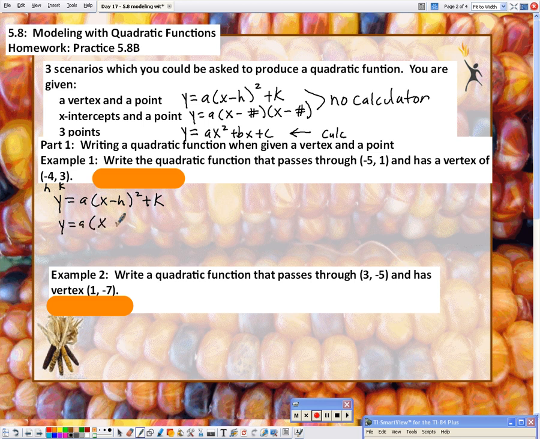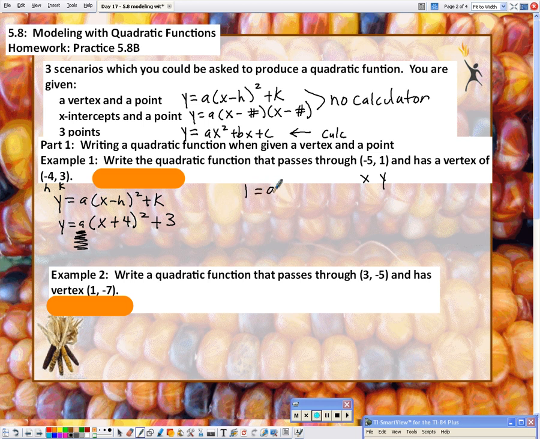So it's going to be x minus -4, which becomes x plus 4, squared plus 3. Now, you'll notice the only variable we have left besides x and y is a. And we're going to use the point -5, 1 to solve for a. We're going to plug -5, 1 in for x and y.